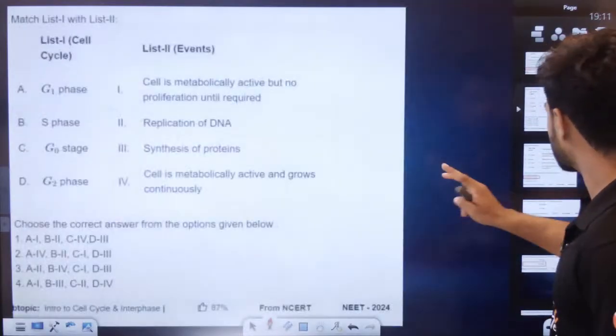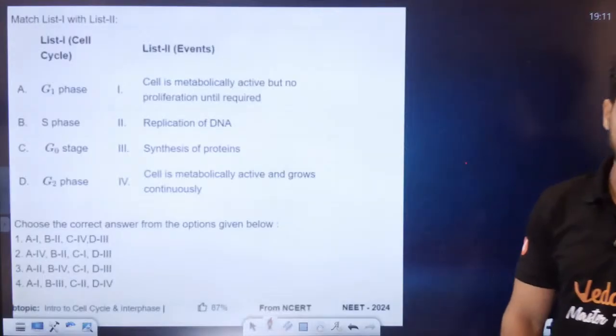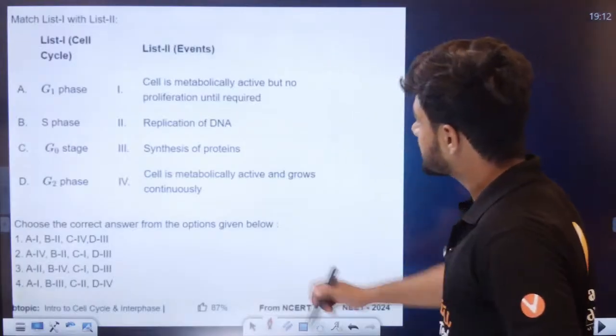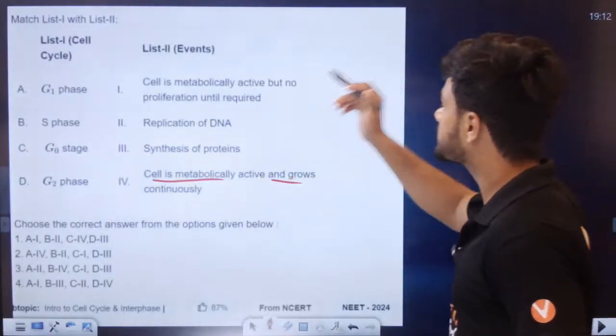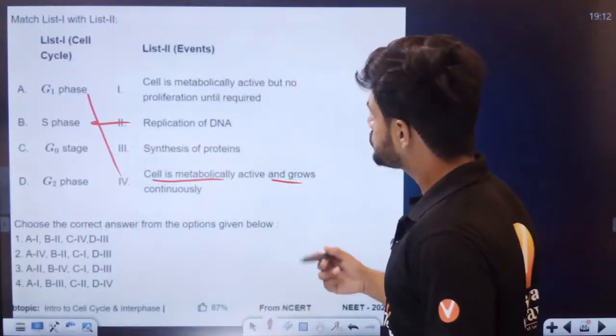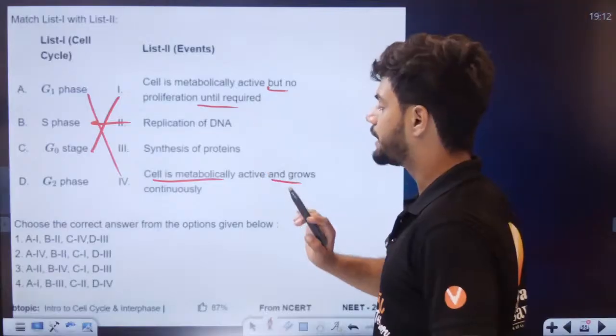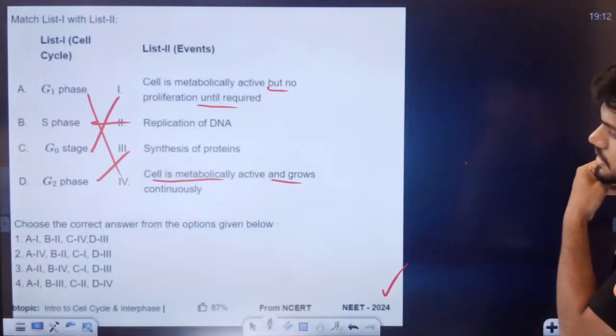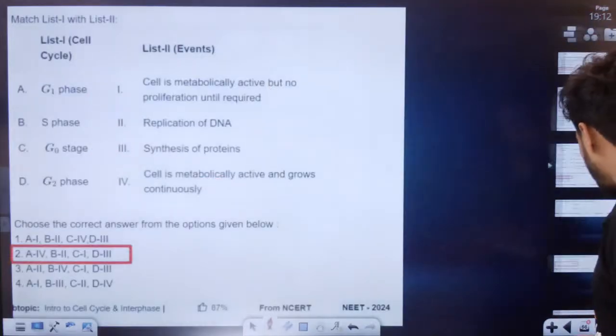Students, solve this question quickly. It's a fairly easy question. All of you, what is the answer? See, in G1 phase, the cell is metabolically active and grows. S phase is replication of DNA. G naught, the cell is metabolically active but no longer proliferates, does not divide further. G2 is synthesis of proteins. It was a 2024 question. So the answer is option 4, there's only one option, students.